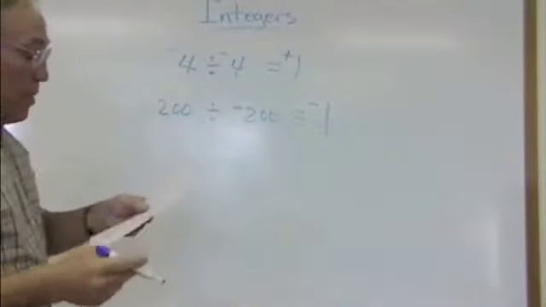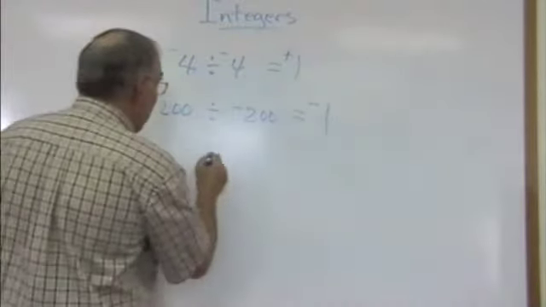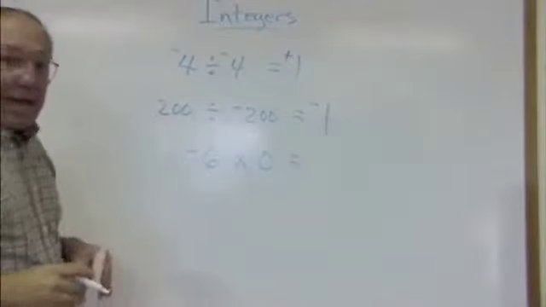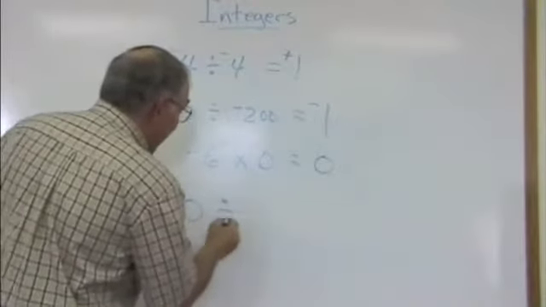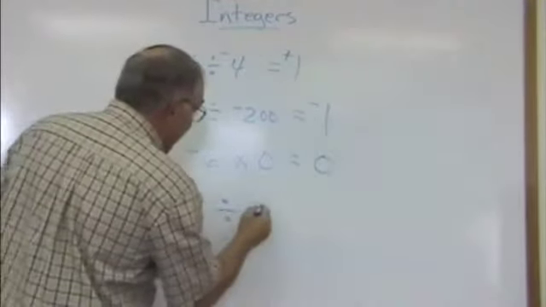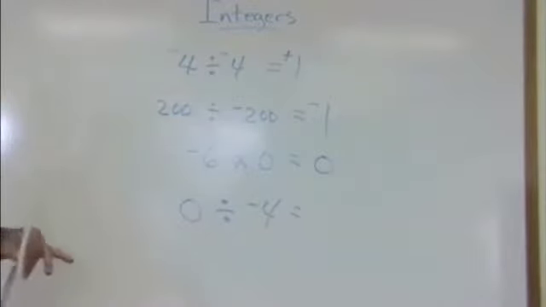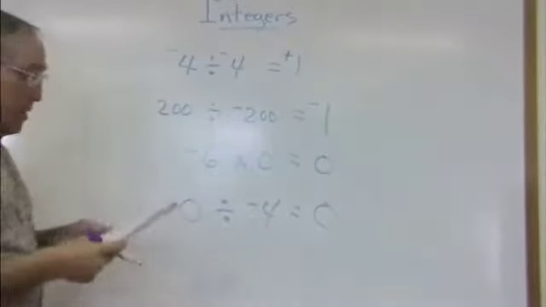Also remember that any number times 0 is 0. So if we have negative 6 times 0, the negative 6 doesn't matter. Anything times 0 is 0. And if we have 0 divided by any number, if we divide 0 by negative 4, you can't divide 0 any smaller. So 0 divided by any number is still going to be 0.